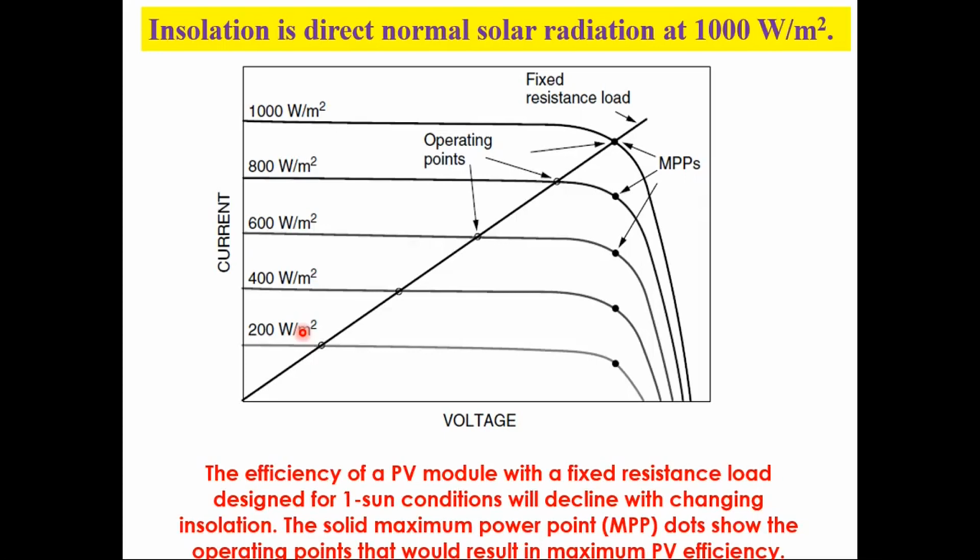So insolation is direct normal solar radiation, 1000 watt per meter square. If you have a fixed resistance at the load, we have multiple MPPs. So how will this MPP, that is the maximum power point, deviate? The efficiency of the PV module with the fixed resistive load is designed for the one sun condition. One sun means 1000 watt per meter square.